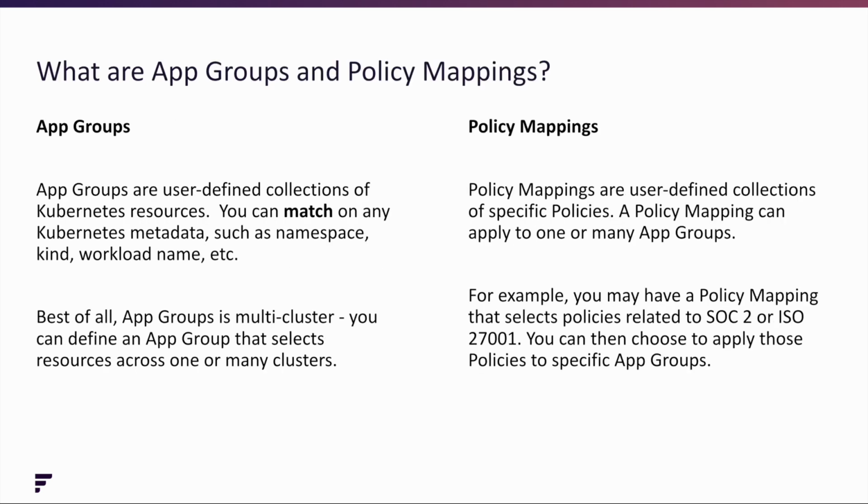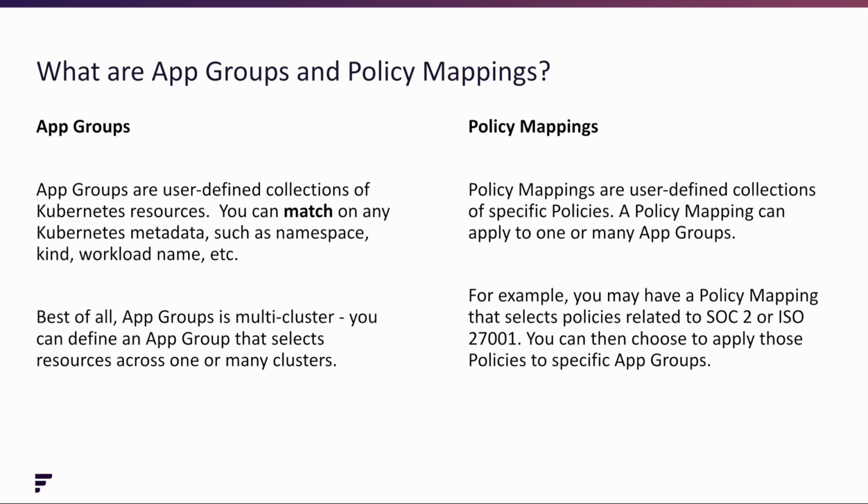So first, what are app groups and policy mappings? An app group is really a user-defined collection of Kubernetes resources. It's designed so that you can match on any Kubernetes metadata, such as namespace, kind, workload name, container name, etc. And best of all, an app group is also multi-cluster, which means that you can define an app group that selects resources across one cluster or many clusters.